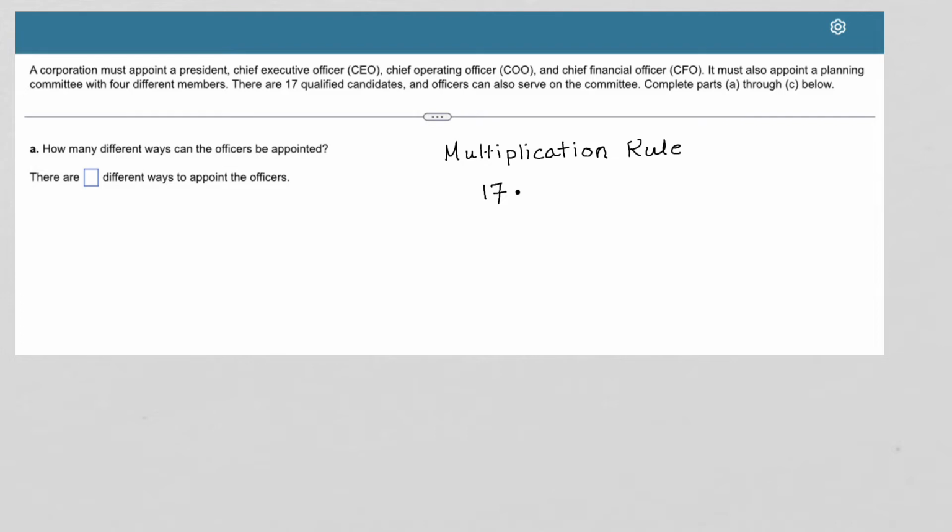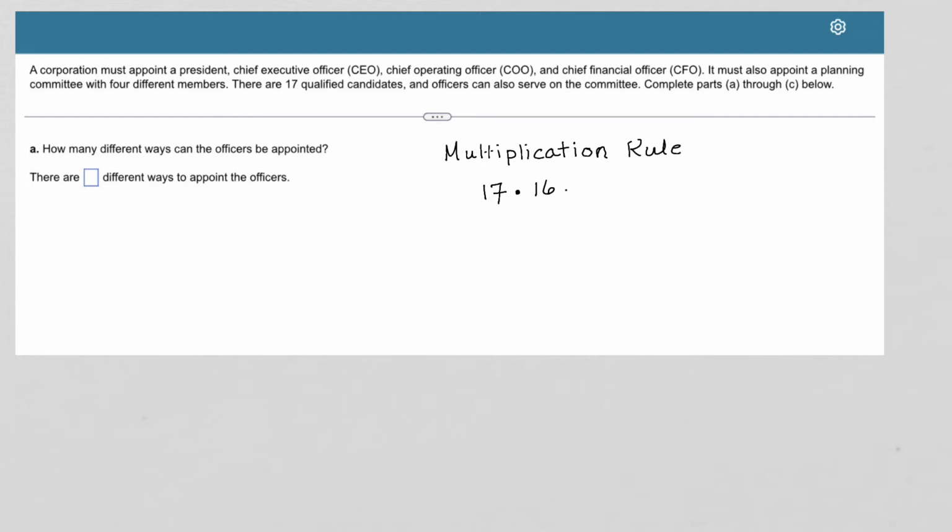And so now we want to select the chief executive officer. We can't use the person who was selected for president, so now we're down to 16 possibilities. So it depends on the problem whether or not you're choosing with or without replacement. So you have to just look at the problem and see what is the context, what is the situation. Sometimes they'll tell you specifically if you're allowed to choose with replacement or if you're choosing without replacement. So it just depends on the problem.